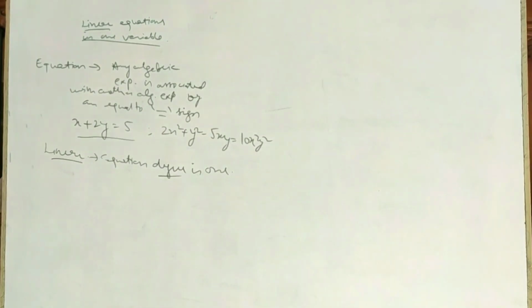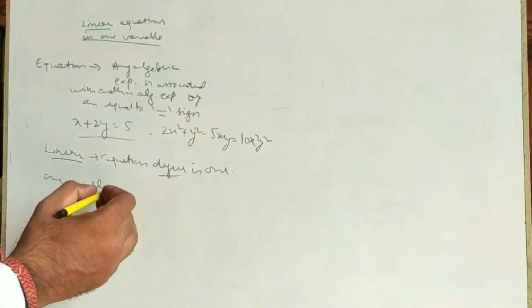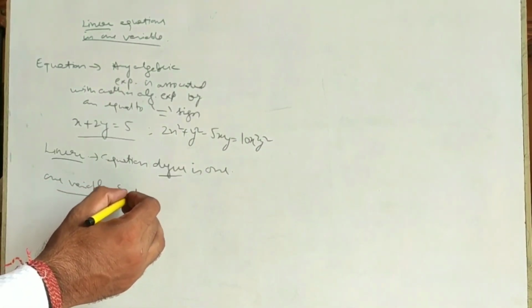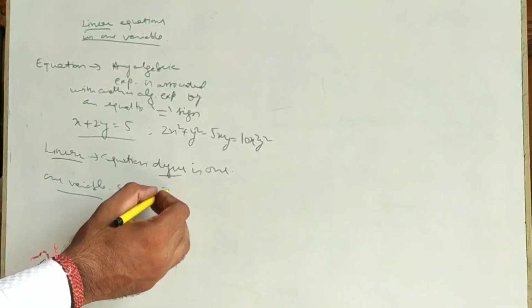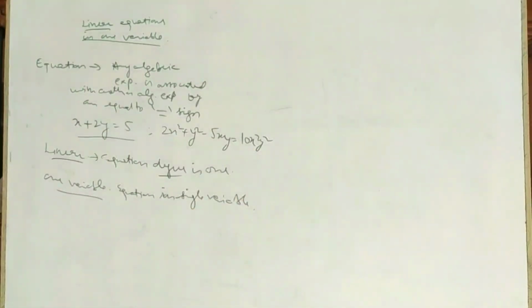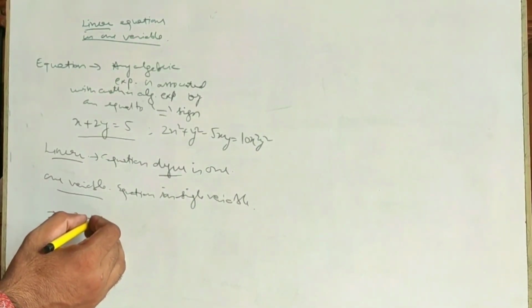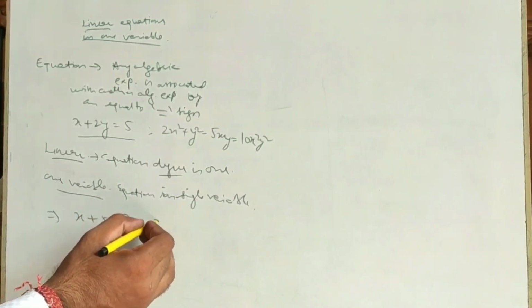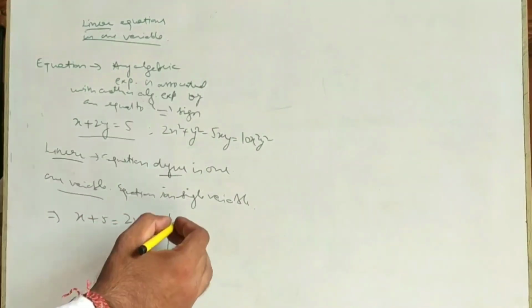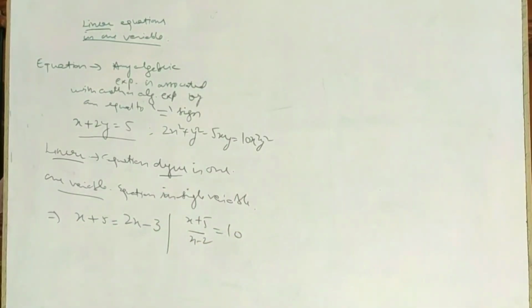Okay, so this is linear, this is equation. And one more thing is one variable. One variable means the equation should be in a single variable. So according to this, we came to know that in this chapter we will discuss this type of equation, this type of equation we are going to deal with.